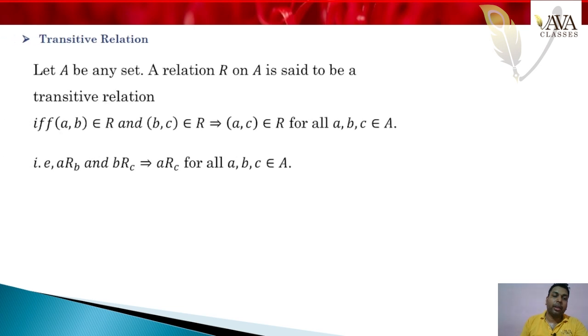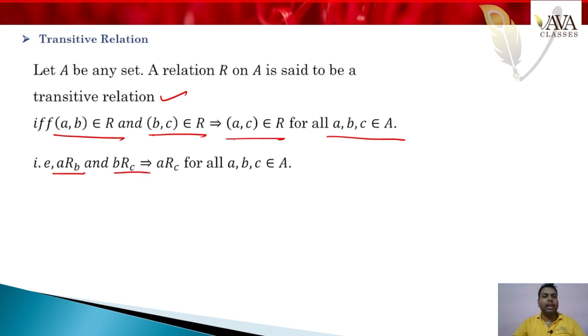Okay. Now we'll discuss transitive relation. Let A be any set. A relation R on A is said to be a transitive relation if (a, b) belongs to R and (b, c) belongs to R, that implies (a, c) belongs to R, for all a, b, c belongs to A. That is, a related to b, b related to c, then a related to c. Then we say that the relation is a transitive relation.